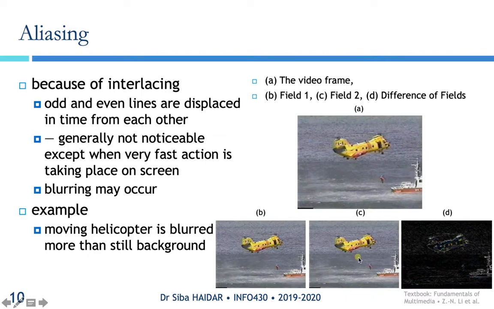If you subtract them, you will not have zero values, especially where the movement was fast. So you have the zero values everywhere, unless where there is a boat, you have white values, high values, and where there is the helicopter, and especially where it moved fast, the parts of the helicopter that change their place. And look here how much it changed. And this is the aliasing effect. The aliasing effect is noticeable by the eye.